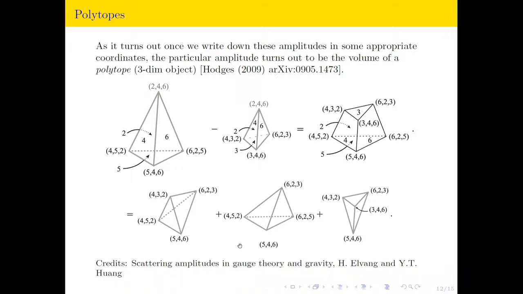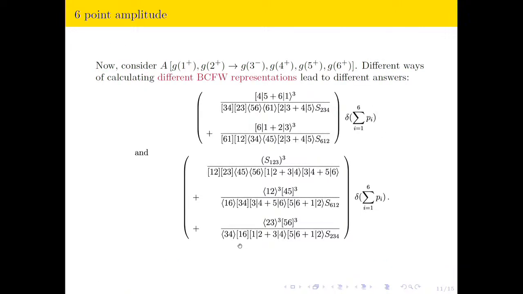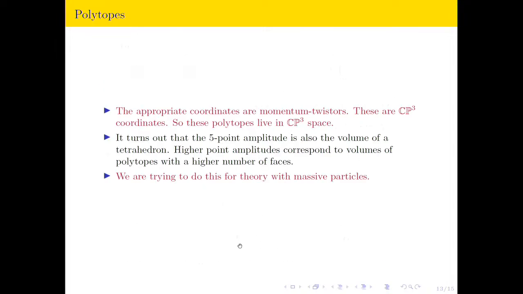Okay, and you can also triangulate this shape into 3 tetrahedrons in a different way. So you can convince yourself that there are different triangulations possible for this polytope, and actually these different looking representations are merely different triangulations of the same polytope. Okay, so this is very surprising and unexpected, and actually it led to a whole lot more things later on. So what happens is higher point amplitudes correspond to volumes of polytopes with a higher number of faces.